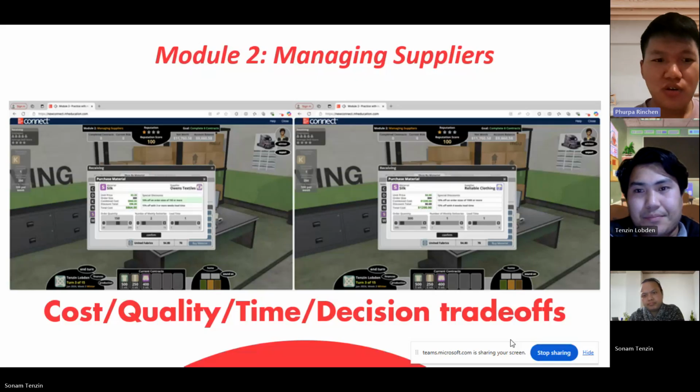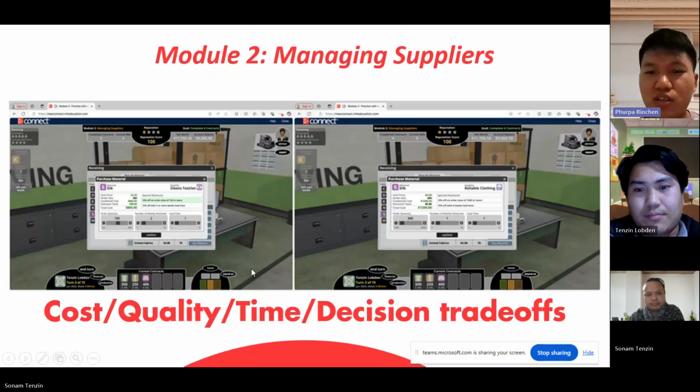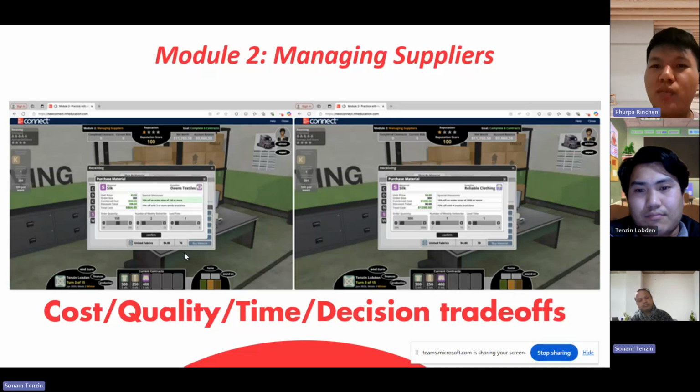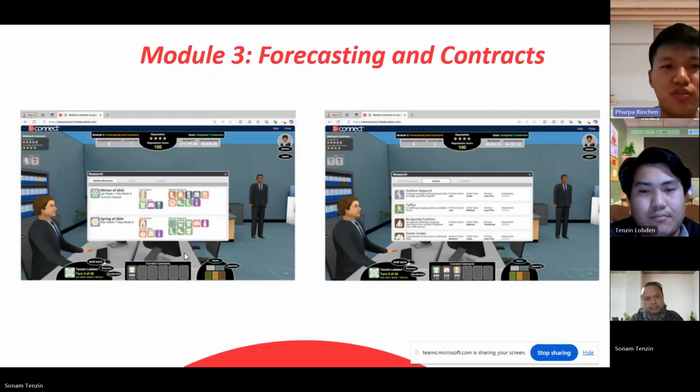Considering all those factors, we decided to go with Orange Textiles because they offered the total cost of 846, but we had to order two times because they were only able to supply less quantity each time. We decided to go with Orange because we had plenty of time, and even though the quantity was smaller, we were able to do that in the given time. Next we have Sonam Tenzin, who is going to talk about module 3 and 4.